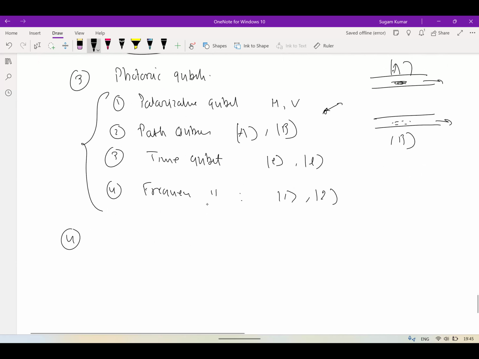Then the fourth platform is the neutral atom qubit.